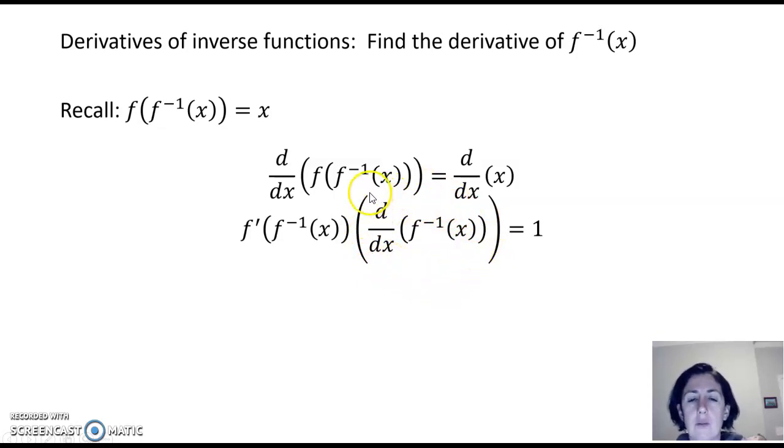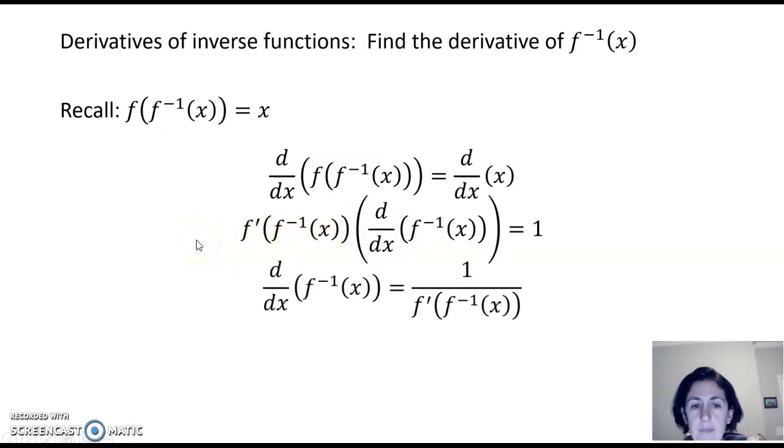And that right there is the derivative of the inverse function, equals the derivative of x with respect to x is 1. Now, what are we trying to do? We're trying to find the derivative of the inverse function. What is this right here? The derivative of the inverse function. So to get this alone, we can just divide both sides by f prime at f inverse, and we can see that the derivative of an inverse function is 1 over the derivative of your original function evaluated at your inverse function. So we can use that to find the derivative of our inverse trig functions.